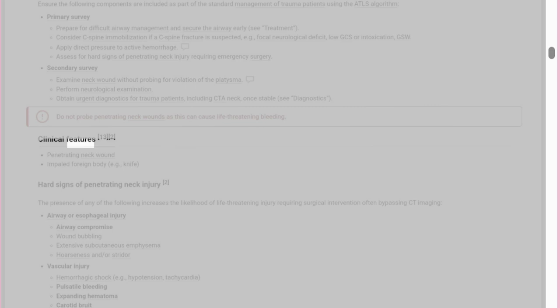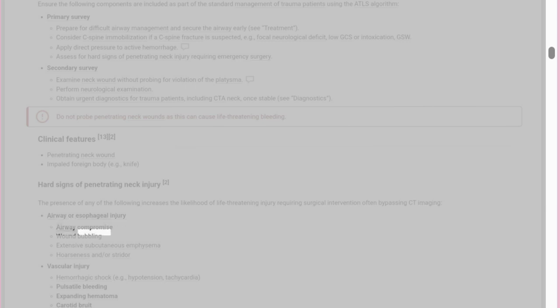Clinical features. Penetrating neck wound, sometimes with an impaled foreign body, for example a knife. Hard signs of penetrating neck injury: the presence of any of the following increases the likelihood of life-threatening injury requiring surgical intervention, often bypassing CT imaging. Airway or esophageal injury.